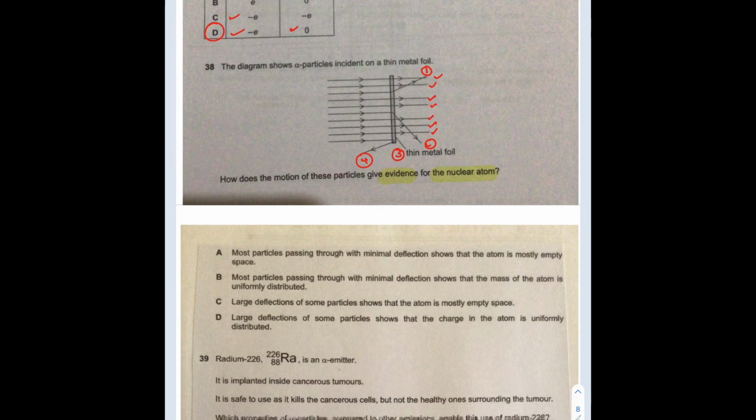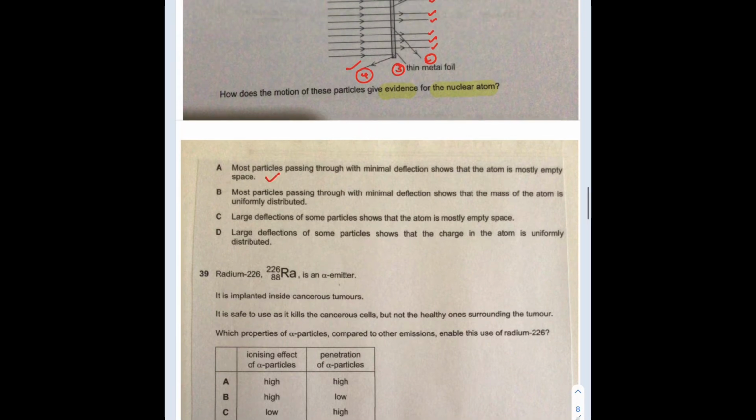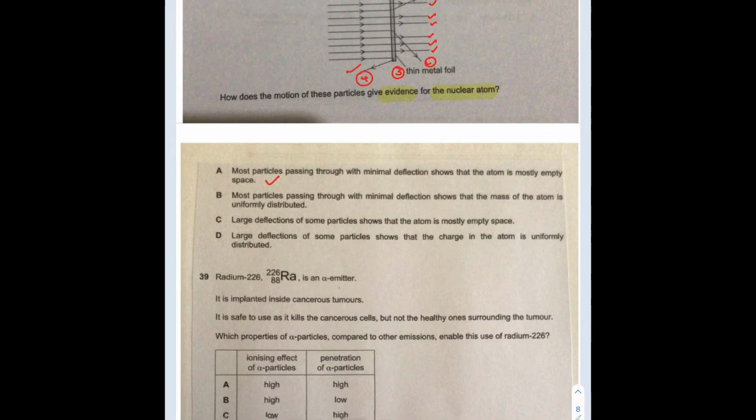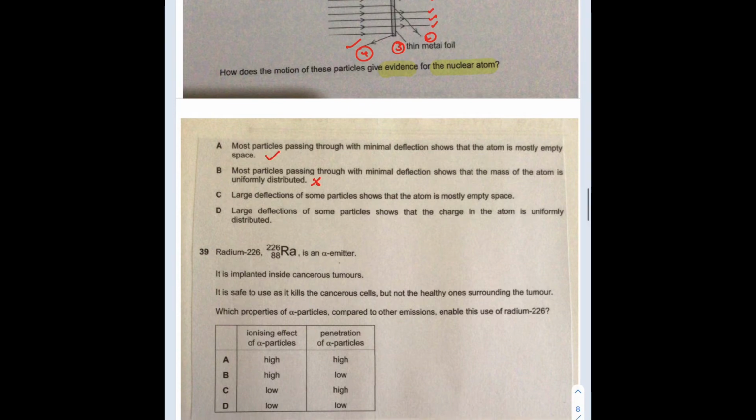This one is actually reflected. So 3 deflected, 1 reflected. Most particles passing through with minimal deflection shows that the atom is mostly empty space. Yes, Rutherford model, remember? Most particles passing through with minimal deflection shows that the mass of the atom is uniformly distributed. No, because the mass of the atom is in the nucleus only.